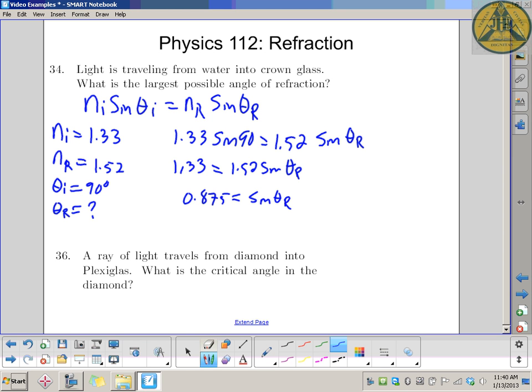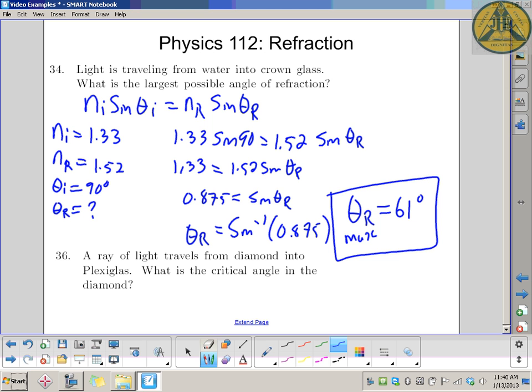If you do this calculation and you get a number bigger than 1, you've made a mistake, and your calculator will confirm that when you try and do inverse sine. You can't take the inverse sine of a number bigger than 1. So be careful with that. It's the math telling you made a mistake setting up your physics. So inverse sine that. Sine inverse 0.875. So my refracted angle, and that's my max, is 61 degrees.